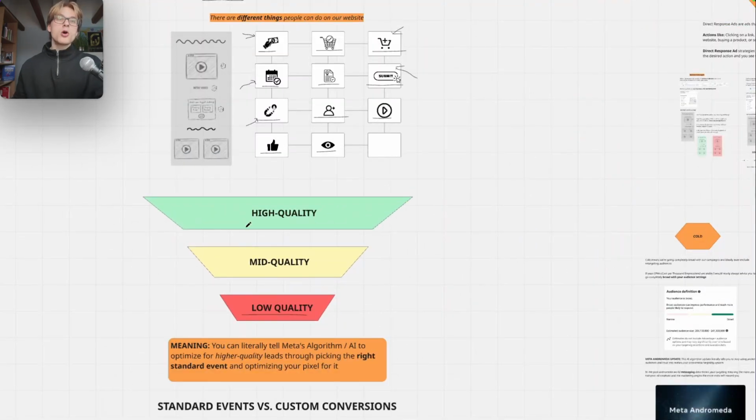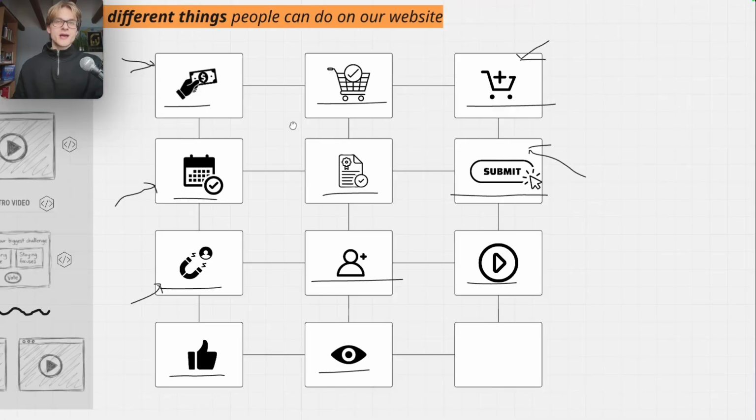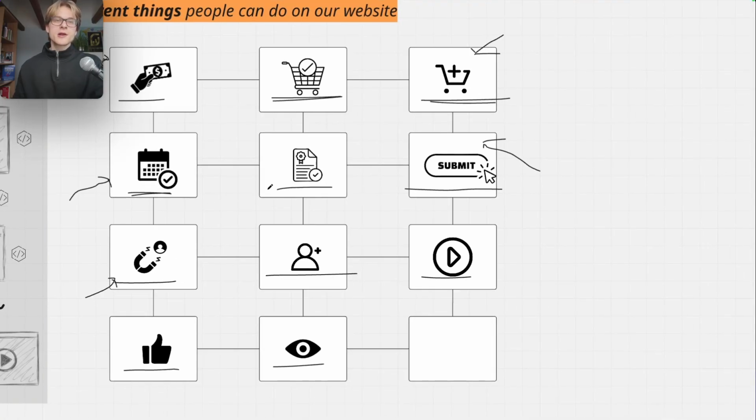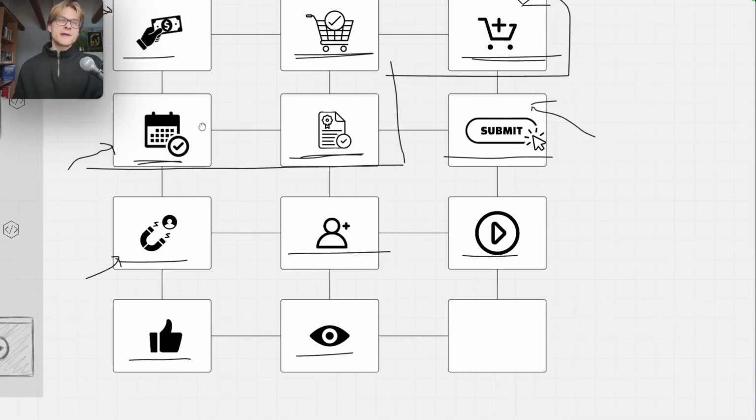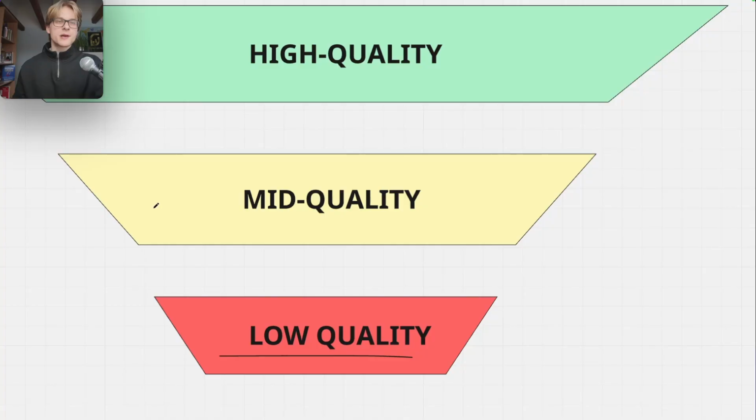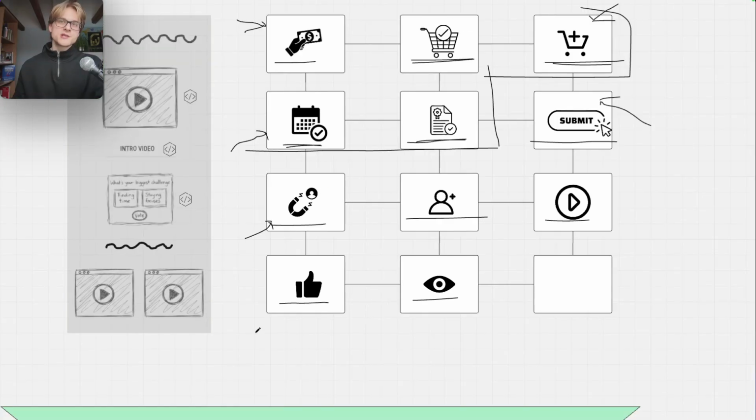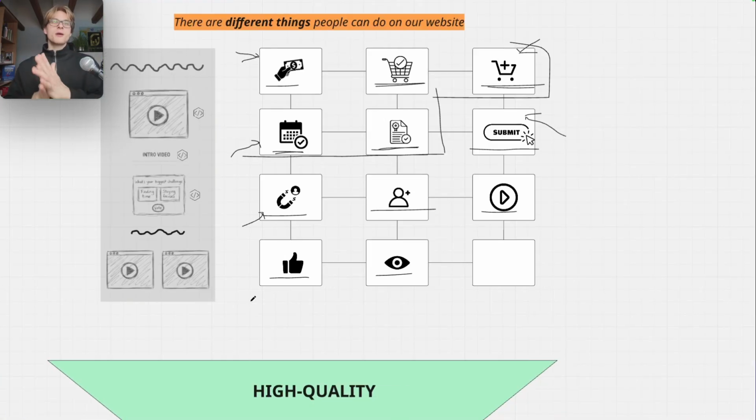Now, a high quality standard event is purchase, it's initiate checkout, it's add to cart, it's even schedule, and it's even complete registration. Okay, because this tells us a lot about our buyer, right? Now, obviously, I would even rather rate schedule and complete registration as a mid-quality event, okay? But purchase, initiate checkout, add to cart are the highest quality events because people initially take an action of wanting to add a certain product to their cart. They're even checking out, they're even buying.